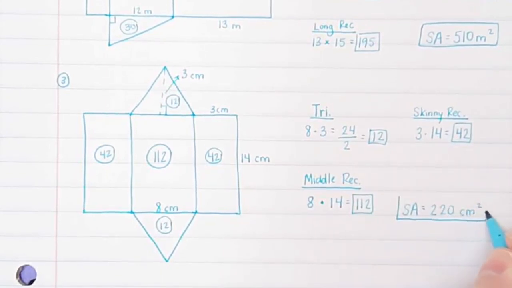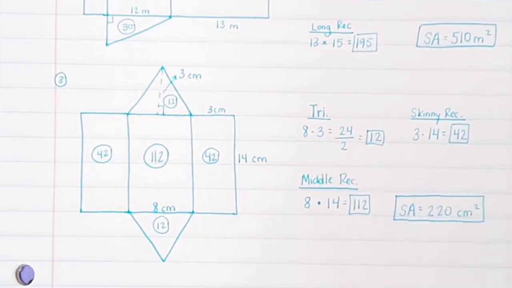Okay? All right, so that's surface area with triangular prisms. So we'll keep practicing with that today, and hopefully you'll get it down.